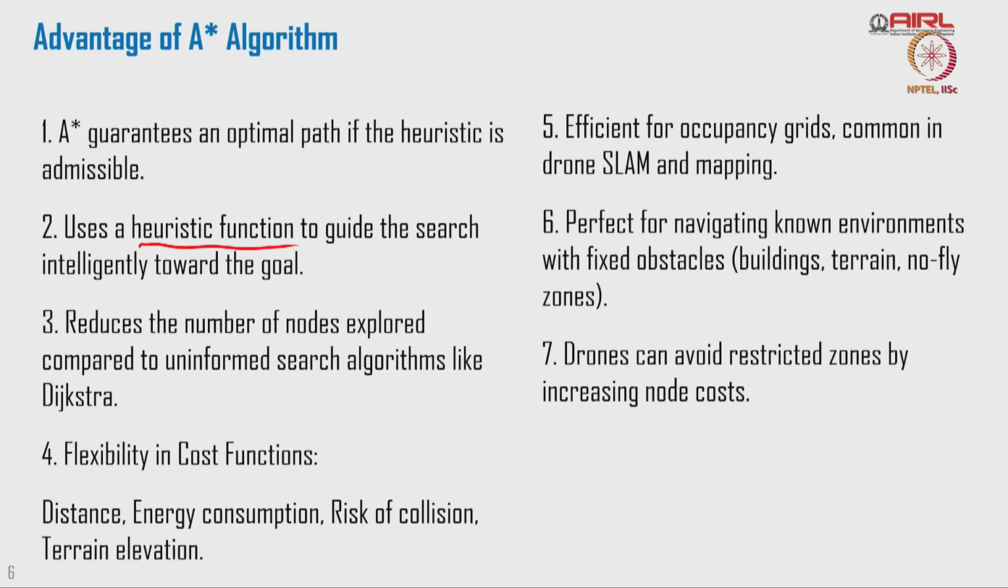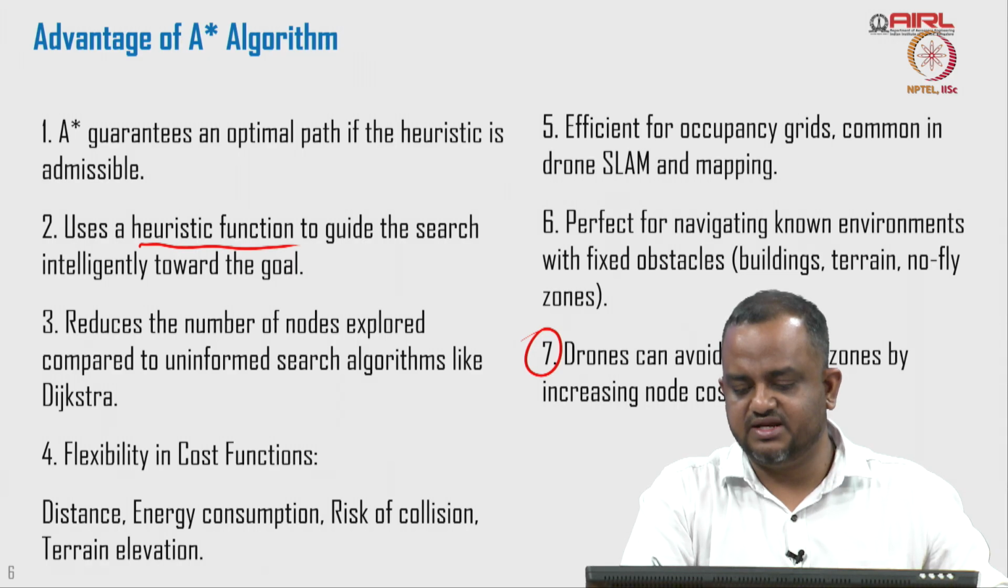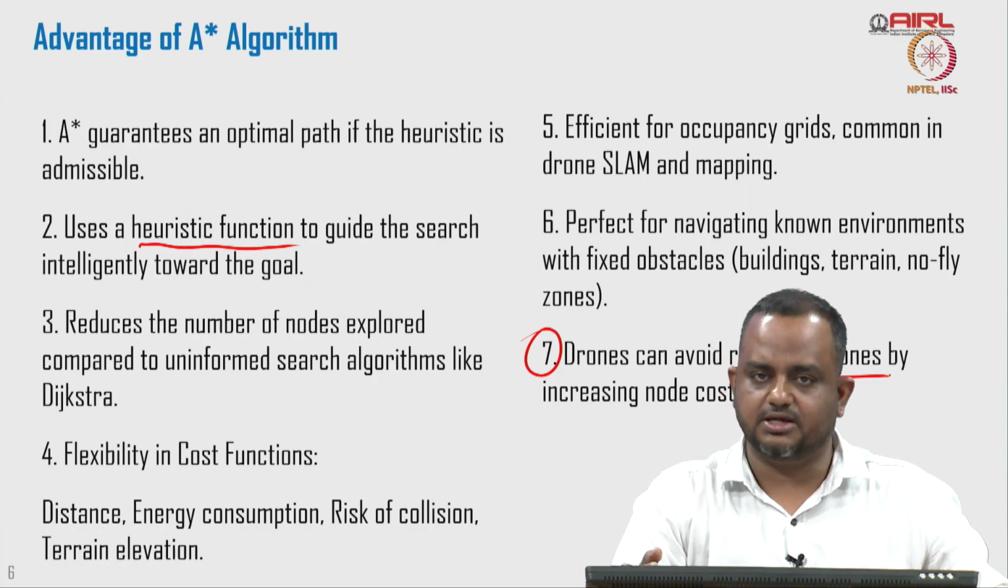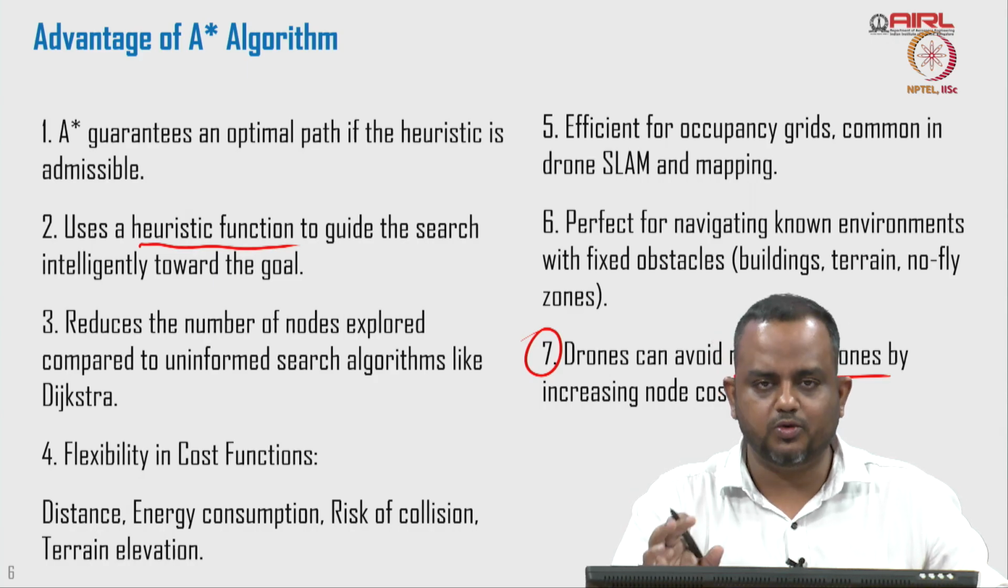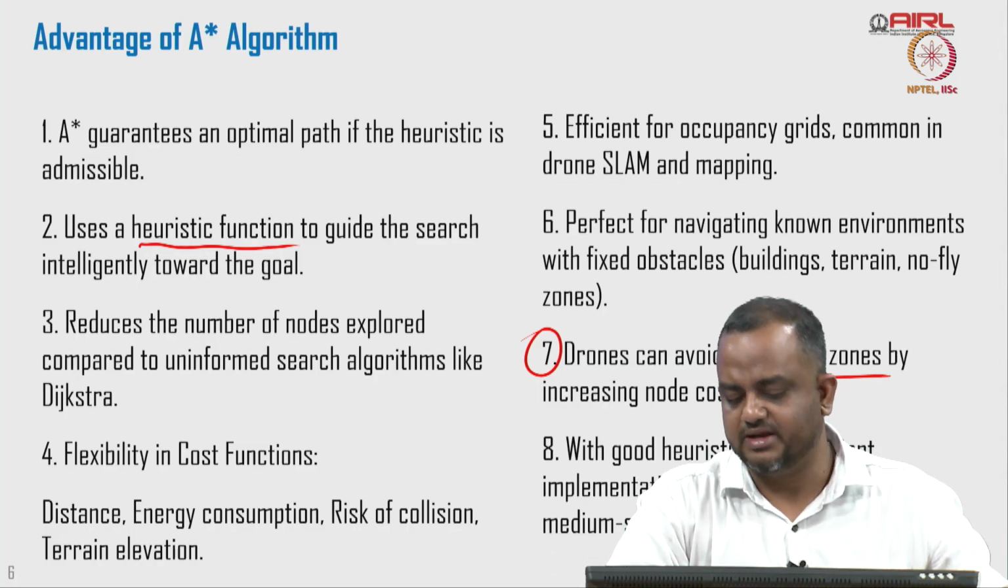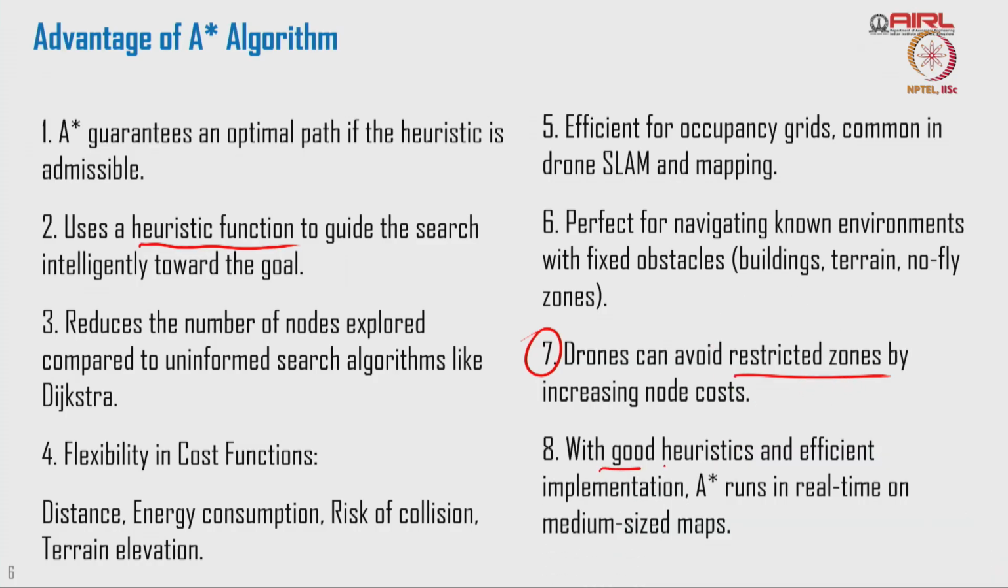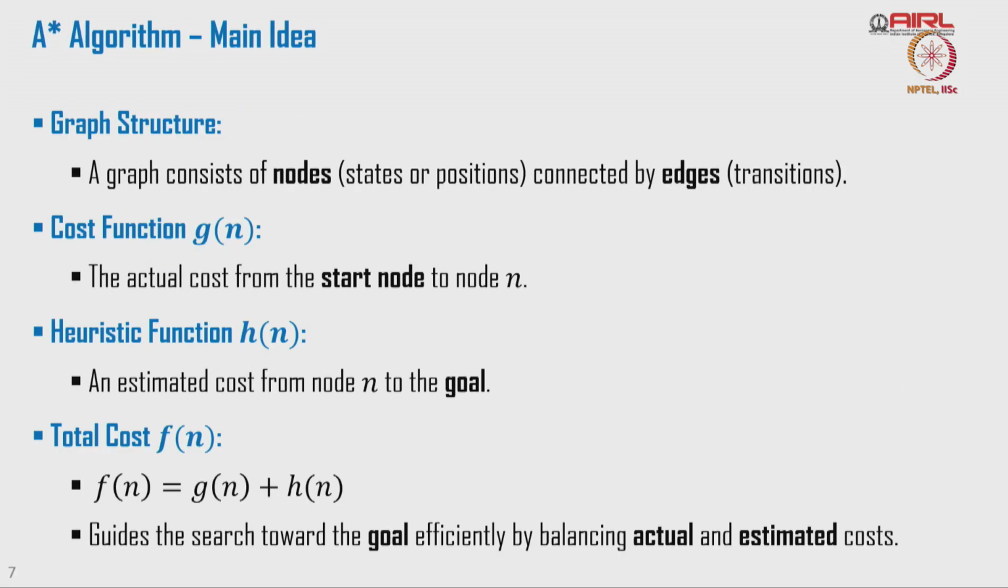So, it is very important to understand that heuristic functions will be playing some role, and based on that heuristic function we can understand the total effort to be put in by the drone if it wants to move from that particular node to the goal node. Now, if there is a restrictive zone, we can design the heuristics in such a way that that particular node will never be visited. Okay. Fine. Now, with good heuristics and efficient implementation, A-star runs in real time on medium sized maps. For large maps, additional challenges might come, which we have to handle separately.